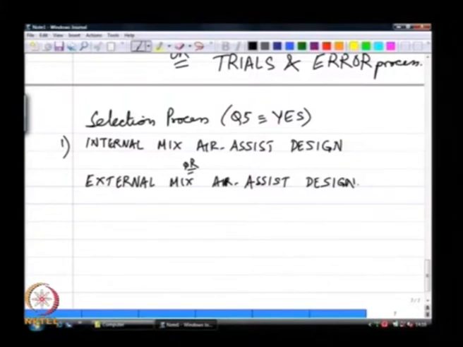Now, this is a question that we have to ask ourselves. After we know we have air available, do we go down the route of selecting an internal mix design, or do we go down the route of selecting an external mix air assist design? The answer to this is usually based on other considerations like safety. For example, in a combustion system, it is highly unlikely to be an internal mix design, because you do not want to mix your fuel vapor and oxidizer in any way or form prior to combustion. It is just not safe, especially because the nozzle itself is going to be subjected to a high temperature environment.